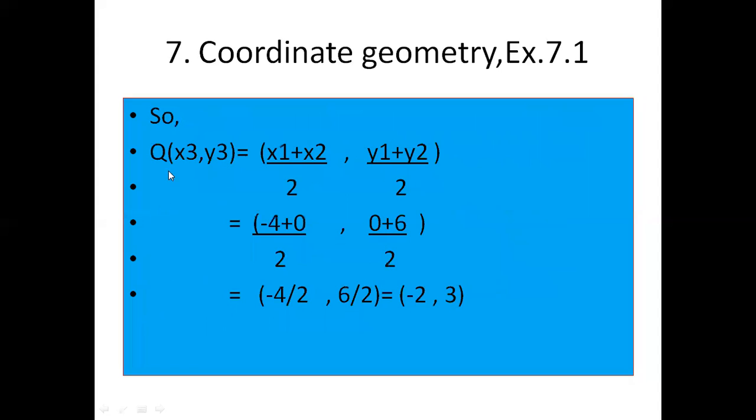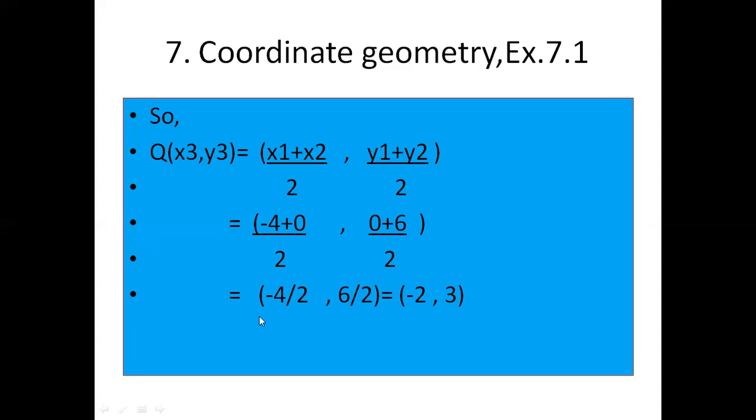Now Q we will assume as x3 y3 that is equal to the midpoint formula, x1 plus x2 by 2 comma y1 plus y2 by 2. Let us substitute the points over there. Minus 4 plus 0 by 2 and 0 plus 6 by 2. Minus 4 plus 0 is minus 4, so minus 4 by 2. 0 plus 6 is 6, so 6 by 2. Minus 4 by 2, its value is minus 2, and 6 by 2, its value is 3. So the point Q is minus 2 comma 3.